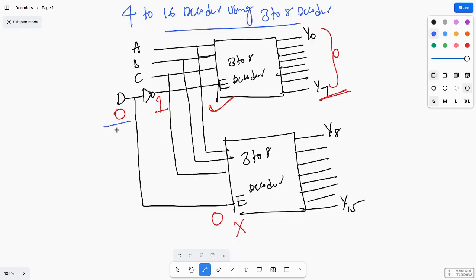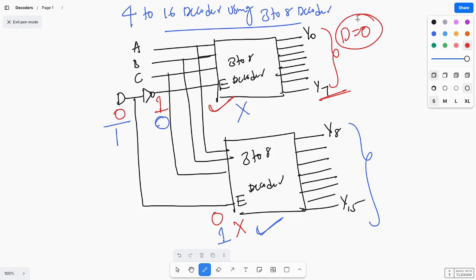And when D equals 1, what happens? This becomes 0, and through the inverter this becomes 1. Which will be active? This will be deactive and this will be active, so you are getting these outputs. When D equals 0, you are getting these outputs, and when D equals 1, you are getting these outputs. Like this you will get the outputs.